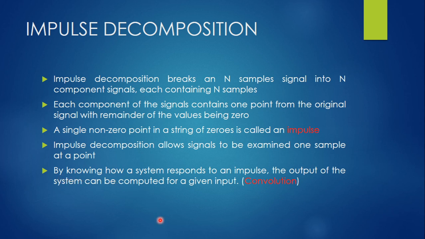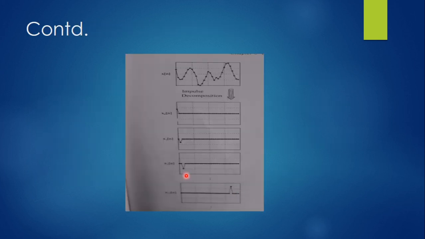When knowing how a system responds to an impulse, the output of the system can be computed for any given input. That is the convolution that we will discuss in the later slides. Now see here, you have these samples. 1, 2, 3, 4, 5, 6, something like that.